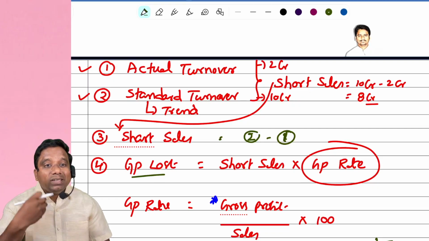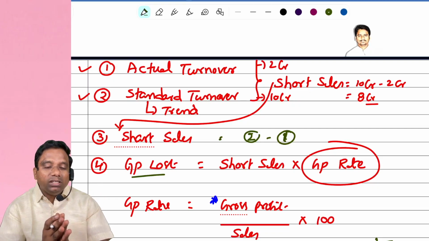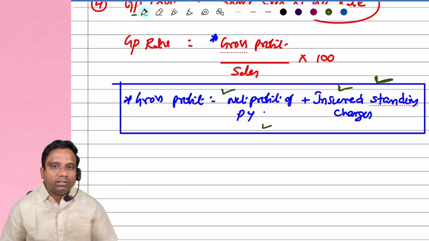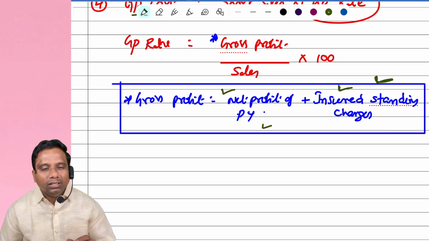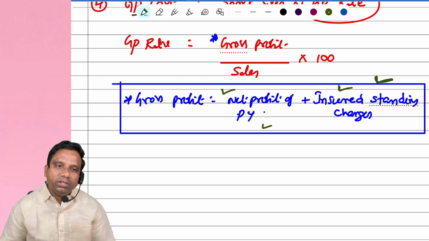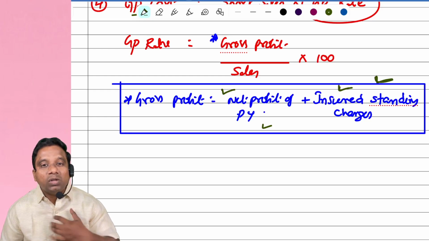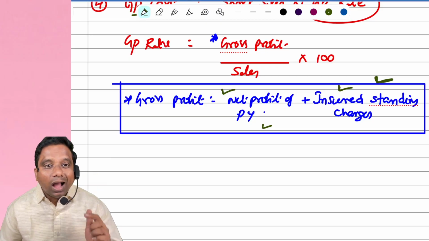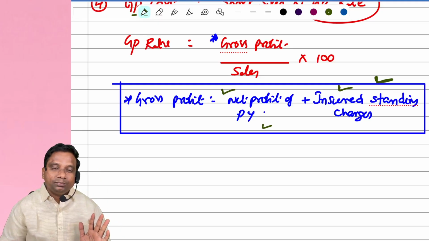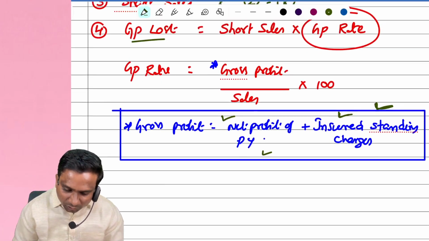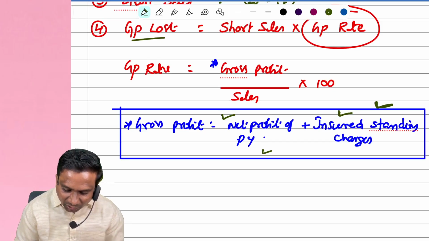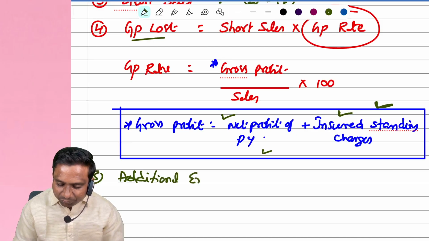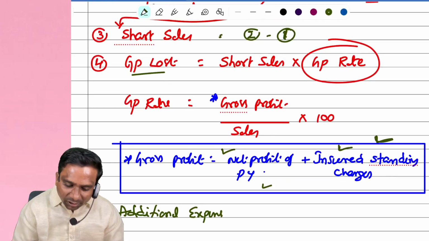Now we are requesting the insurance company: you are anyway giving us some insured standing charges, but during this business disruption period, I have also incurred some additional expenses. Is it clear? So now the next concept comes: additional expenses. Observe. So here it is GP lost.